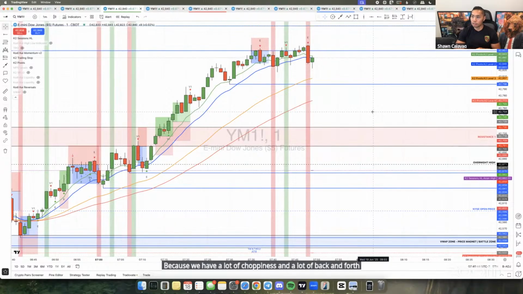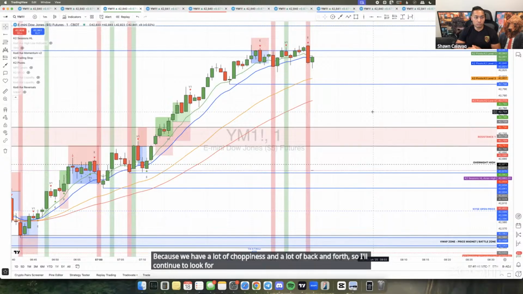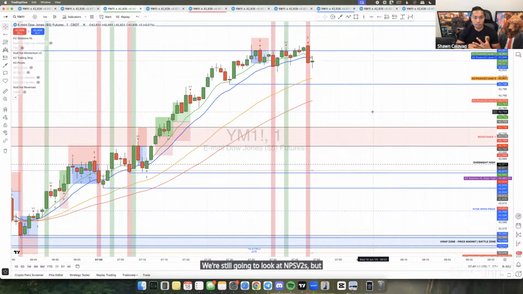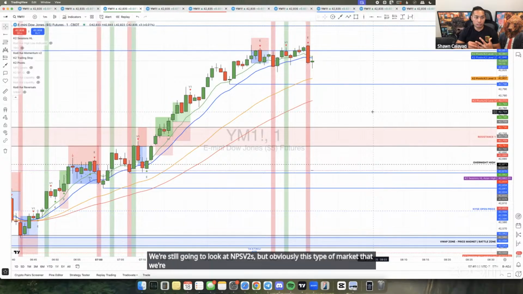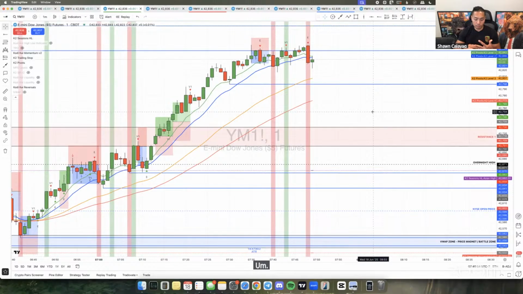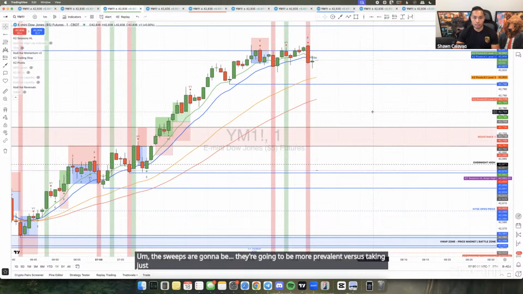So I'll continue to look for these liquidity sweeps throughout the year. We're still going to look at MPS V2s, but obviously in this type of market that we're currently in, the sweeps are going to be more prevalent versus taking just MPS V2s, because we're not really in a directional market as much.